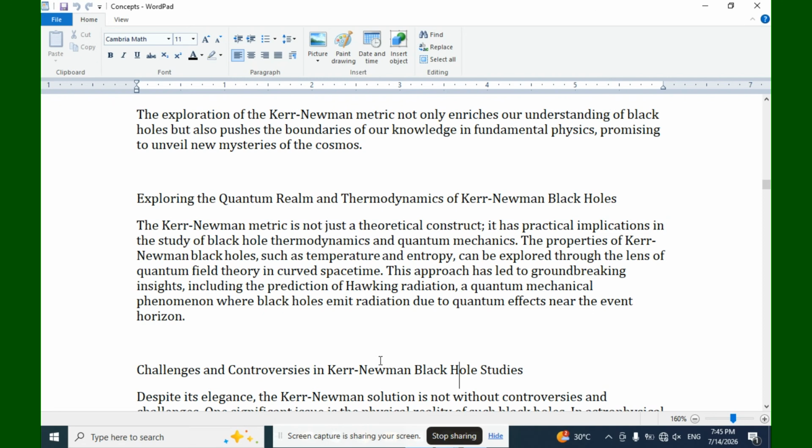Exploring the quantum realm and thermodynamics of Kerr-Newman black holes. The Kerr-Newman metric is not just a theoretical construct; it has practical implications in the study of black hole thermodynamics and quantum mechanics. The properties of Kerr-Newman black holes, such as temperature and entropy, can be explored through the lens of quantum field theory in Kerr spacetime. This approach has led to groundbreaking insights, including the prediction of Hawking radiation, a quantum mechanical phenomenon where black holes emit radiation due to quantum effects near the event horizon.